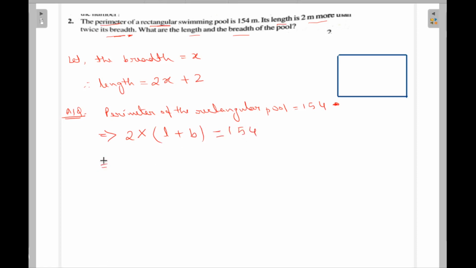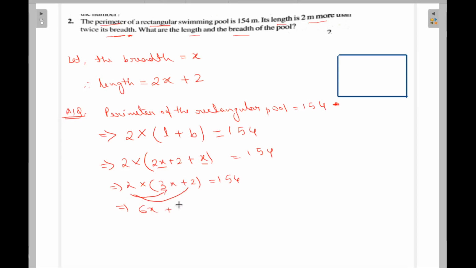154. Now this implies 2 multiplied by length, which is how much? Twice x plus 2, and breadth is x, equals 154. Now 2 multiplied by (twice x plus x is thrice x, and plus 2) equals 154. Now just using the distributive property we will multiply. 2 multiplied by 3x is 6x, plus 2 multiplied by 2 is 4, equals 154. So 6x equals, this plus 4 we are taking to the other side, so it will become minus 4. So 6x equals 150.